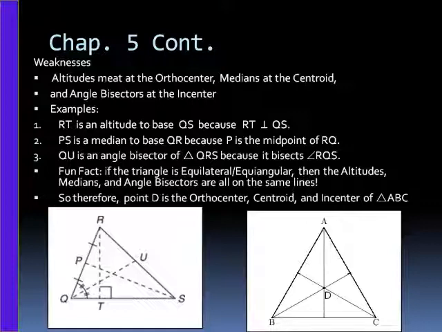Number 3 is that QU is also an angle bisector of triangle QRS because it bisects angle RQS. So basically, an angle bisector cuts the angle in half, and depending on the triangle, it will not cut it in half, or sometimes it can cut it in half. Some fun facts about these guys is that if the triangle is equilateral / equiangular, then the altitudes, medians, and angle bisectors are all on the same lines. So therefore, point D at my picture to the right is the orthocenter, centroid, and the incenter of triangle ABC.